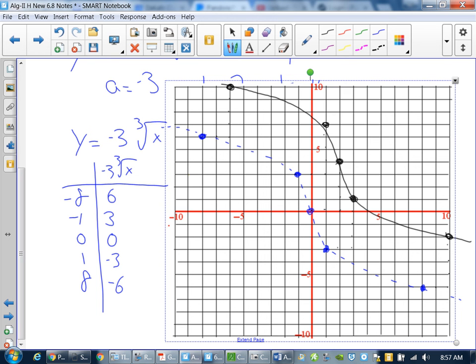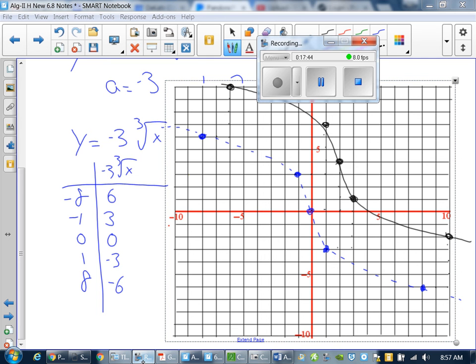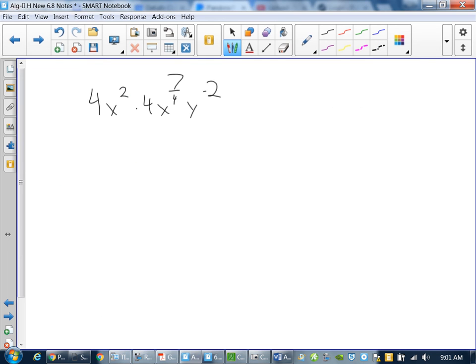When I'm looking at this test coming up on Monday, the idea is you multiply the numbers together and you make everything positive for x multiplies. So this is 16x to the 7/4 over x squared y squared.